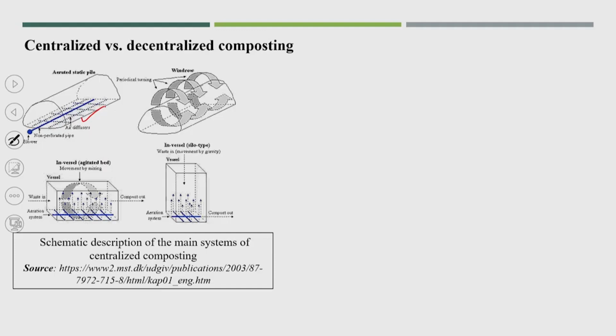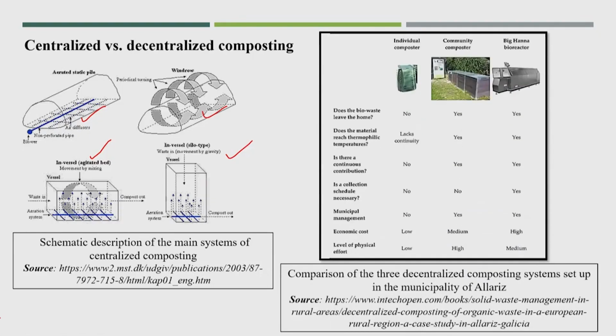So now here I am showing these photographs. This is the centralized facility. Either we can go for an aerated static pile or windrow facility, and if you go for a decentralized one, we can go for in-vessel, either an agitated bed, or a horizontal reactor or vertical reactor could be possible, because the size is small here.